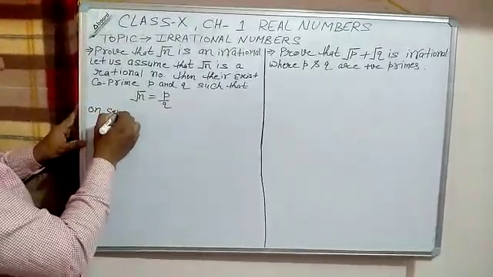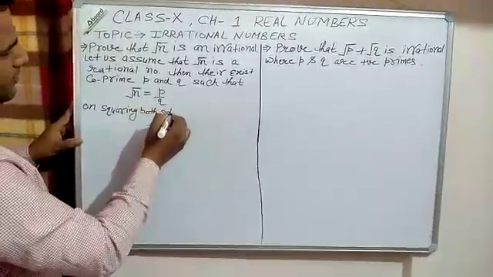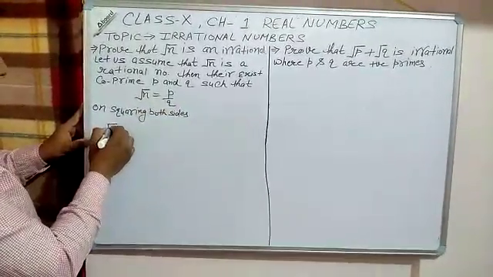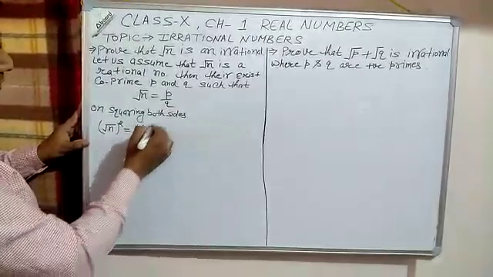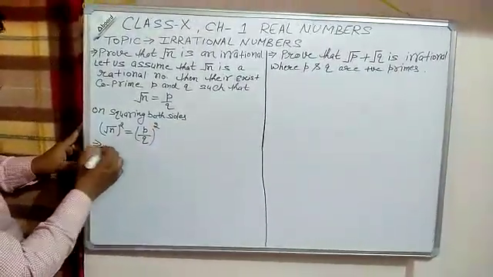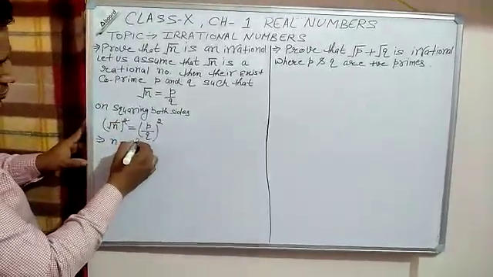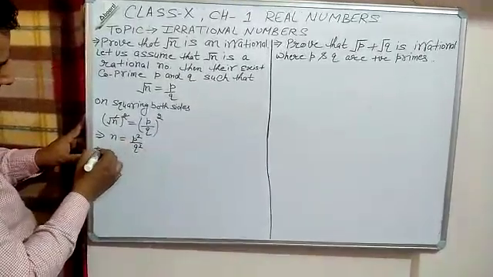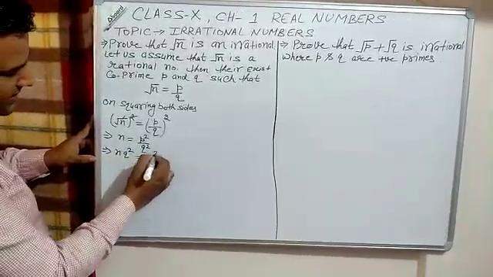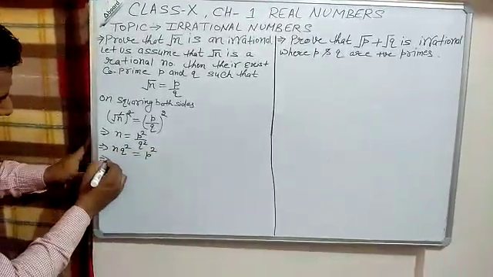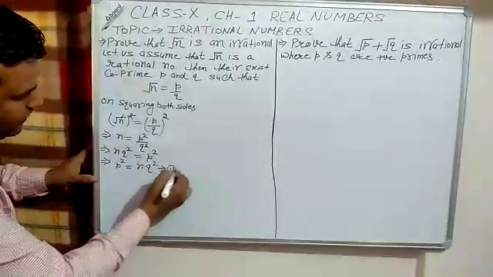On squaring both sides, we get root n whole square is equal to p upon q whole square. It further implies the square root and square cancel each other. We are left with n is equal to p square upon q square. It further implies, by cross multiplication, we get n q square is equal to p square. So we can also write p square is equal to n q square. Give it equation number 1.